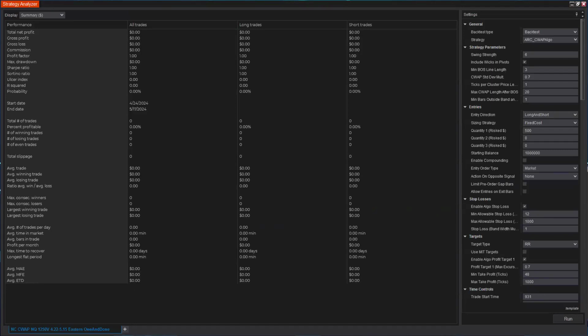There's a question about whether you need a different template for minis and micros. You can always try testing, let's say you have a micro template, on a mini. Might be a good starting point, but I always like to re-optimize for the different contract, even though they're very, very highly correlated. Usually you'll find settings are a bit different, especially since these are volume based and there are obviously different volumes between the two. So I hope that answers your question.